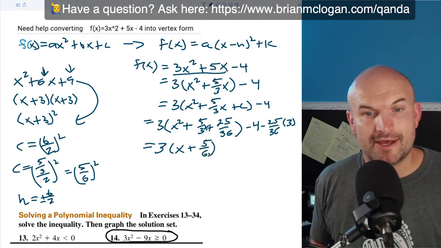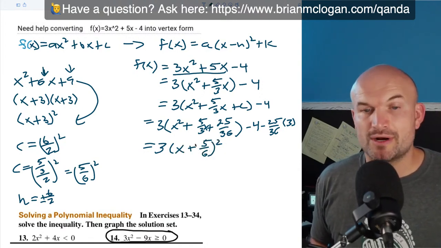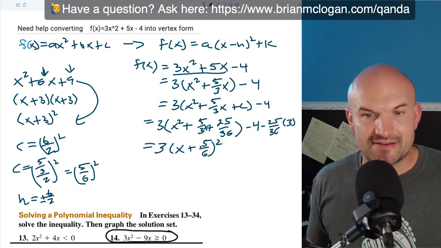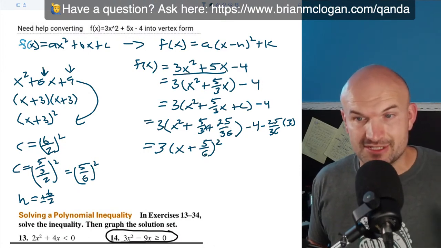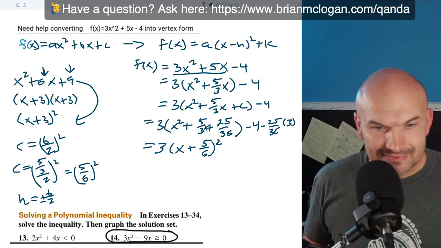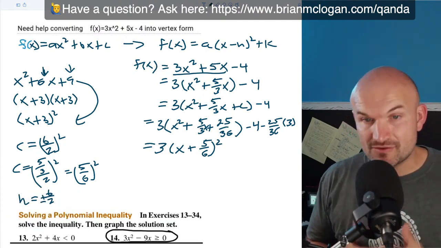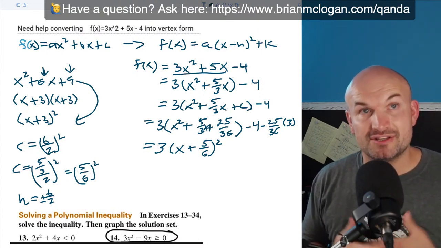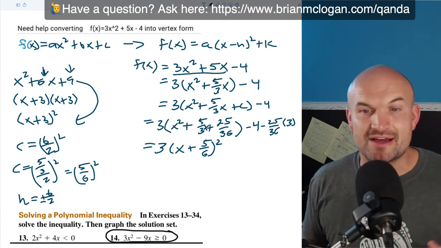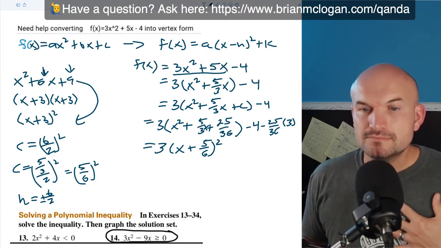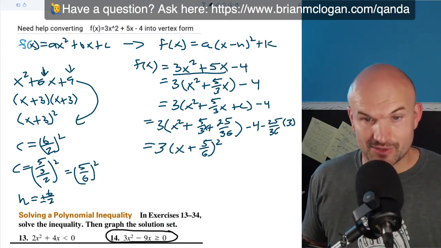Now let's go and check our work. Again, it's 5 over 6 squared. 5 times 5 is 25, 6 times 6 is 36, so 25 over 36. That is good. And then 5 over 6 plus 5 over 6 is going to be 10 over 6, which, divided by 2 on top and bottom, is going to be 5/3. So it works out. Now over here, we have some work to do.